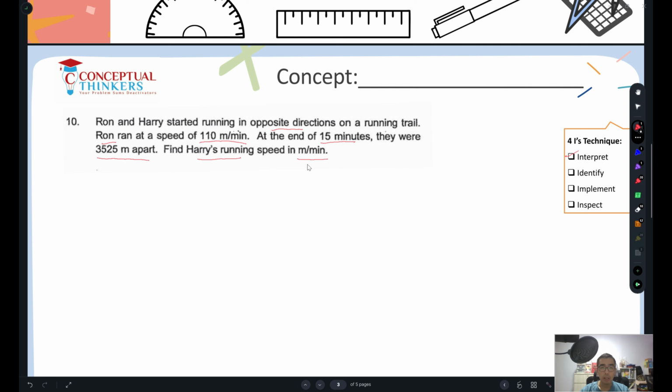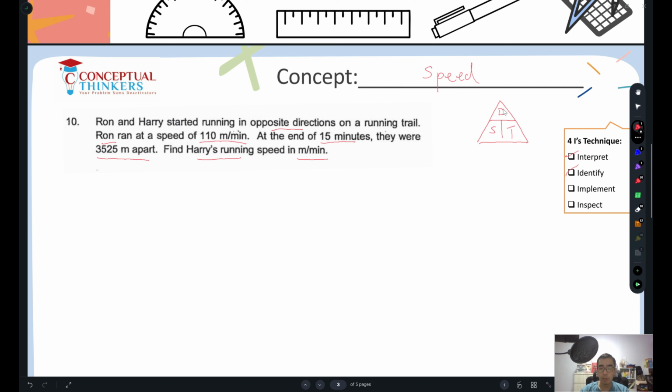Now this is a straightforward identification concept of speed. There are a few things I want to go through in terms of the formulas before we talk about how to solve the question. For speed, you can remember the formula through this triangle. D represents distance, S represents speed, and T represents time.